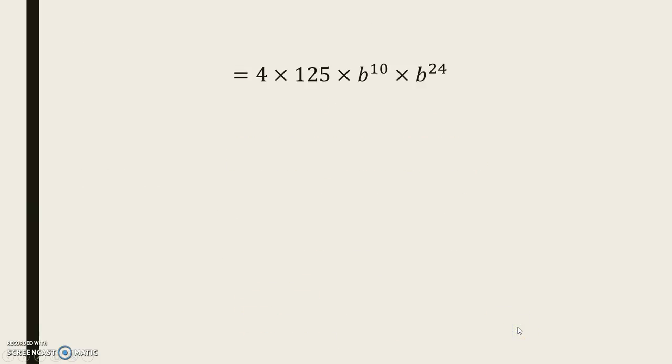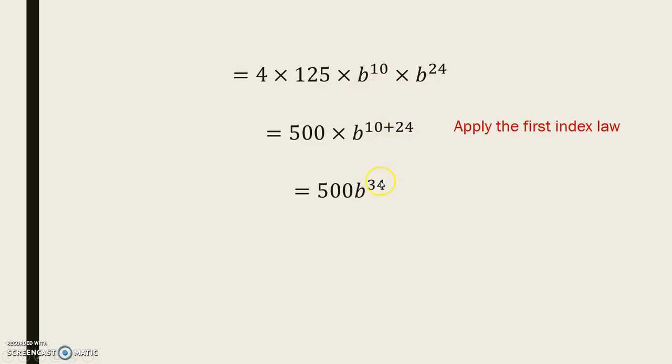So we've got one more step there to do. We've got like base here. For us to simplify that further, we use the first index law. So 4 times 125 is 500. And the index law that we're talking about, the first index law, add the indices when you multiply bases that are identical. So 10 plus 24 is b to the power of 34. So that's putting it all together.